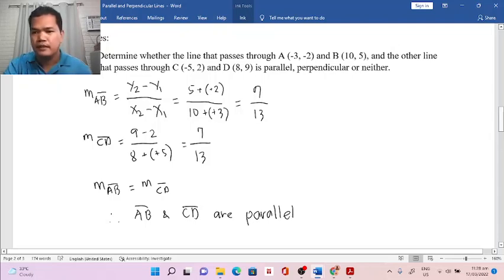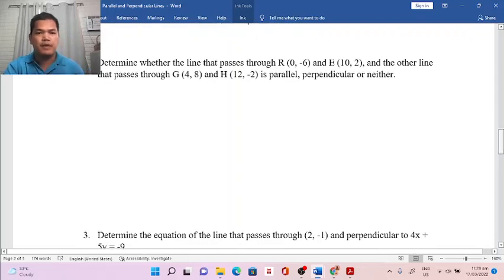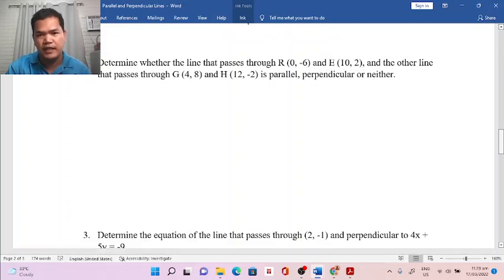Okay, now let's have the second example. Determine whether the line that passes through R, 0 and negative 6, and E, 10 and positive 2, and the other line that passes through G, 4 and 8, and H, 12 and negative 2 is parallel, perpendicular, or neither parallel nor perpendicular.